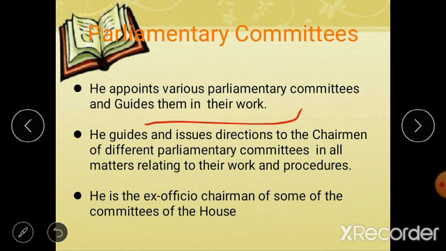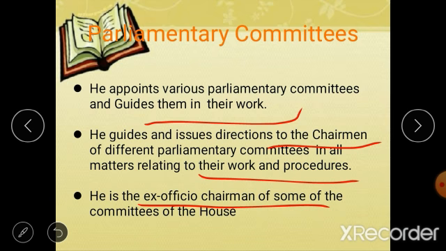The next one, he guides and issues directions to the chairmen of different parliamentary committees in all matters relating to their works and procedures. So he guides them and also issues directions to the chairmen of different parliamentary committees. The next is he is the ex officio chairman of some of the committees of the house, like rules committees, business advisory committees, and so on.